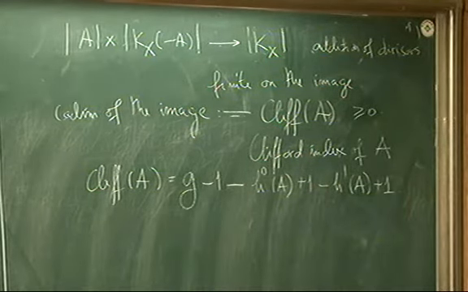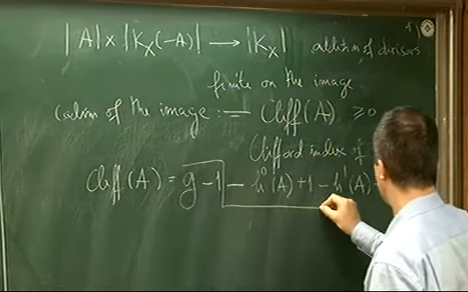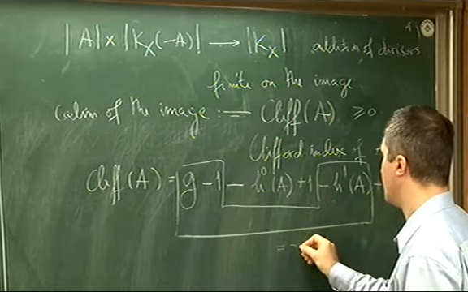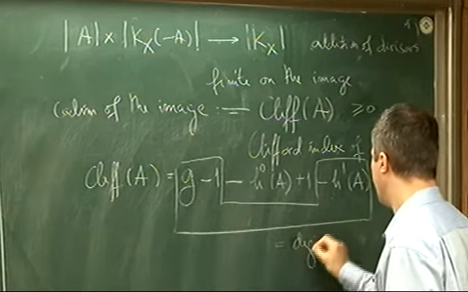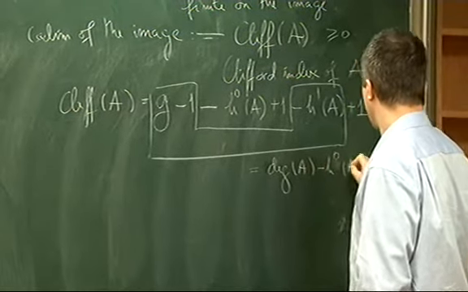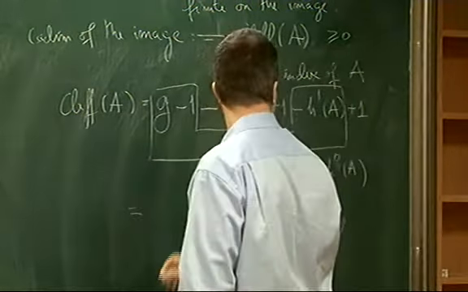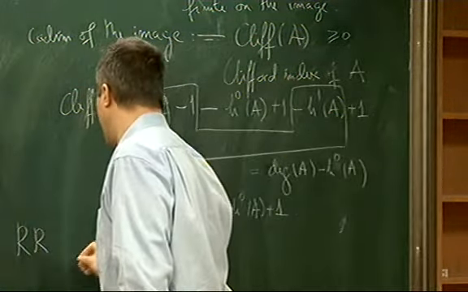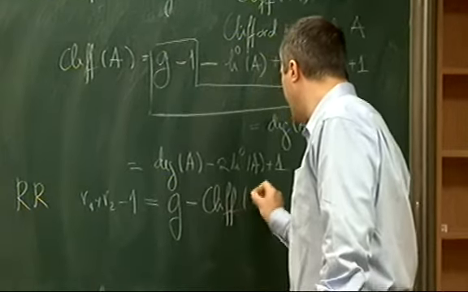And now we apply Riemann-Roch for, let's see, this here. By Riemann-Roch, this is minus the degree of A minus H0 of A. So that's simply the degree of A minus twice H0 of A plus 1. And applying again Riemann-Roch, we see that that quantity, R1 plus R2 minus 1, in this case is just G minus cliff of A minus 2.